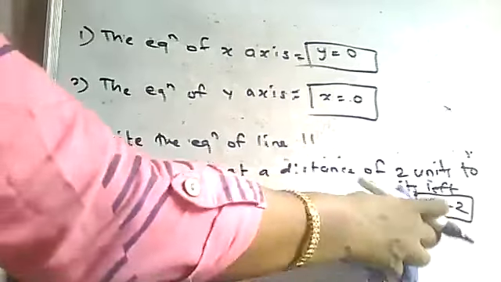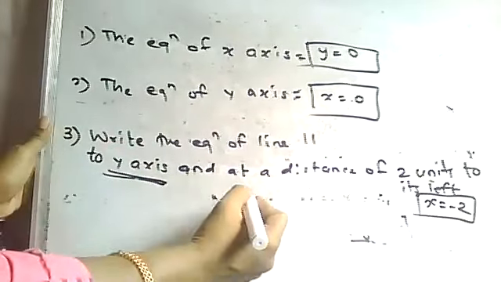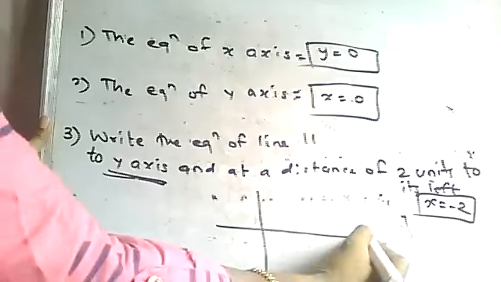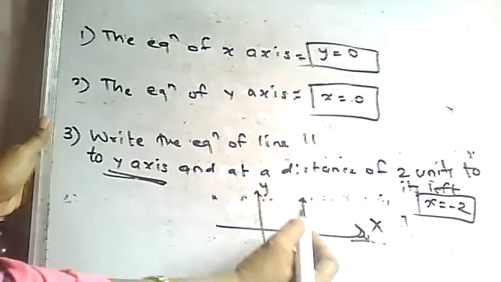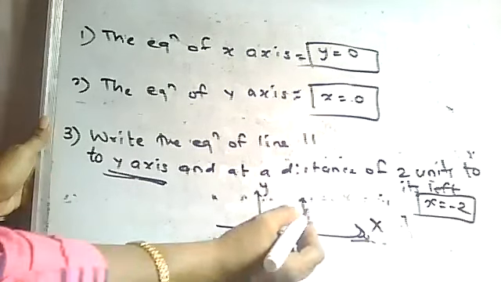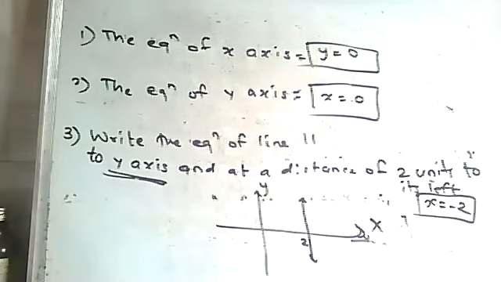I'll show you how these lines look. Suppose they may give you a graph and ask to write the equation of this line. This is x, this is y, and this is 2. Tell me the equation of this line. Yes, correct Arya. Good. Avishkar, right. So they may give you in that form also.